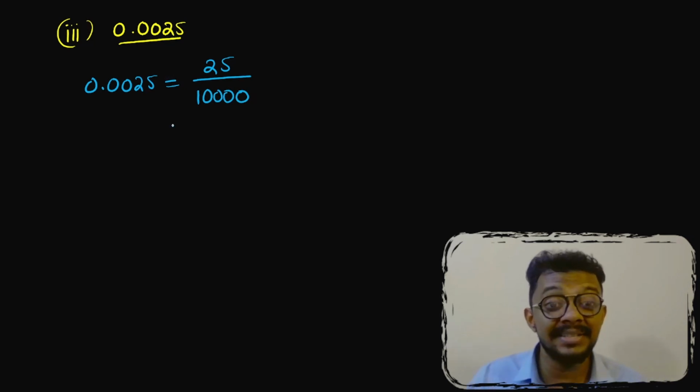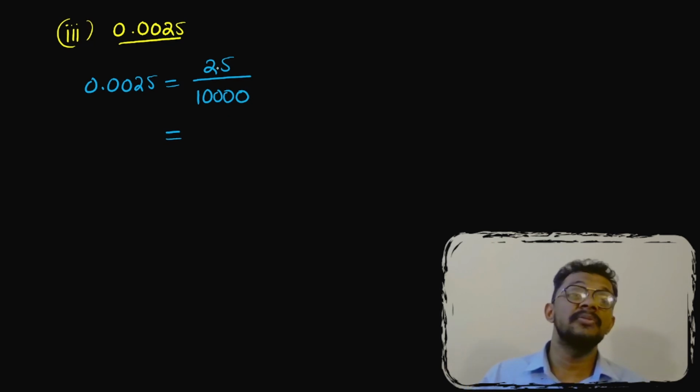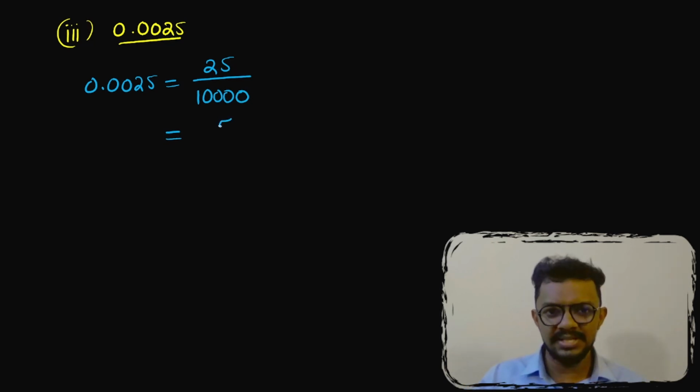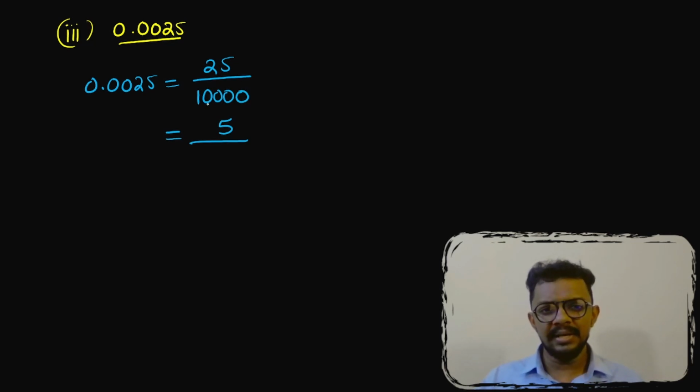Okay, 25 divided by 10,000. Both are divisible by 5. In 25, how many 5s are there? The answer is 5. In 10,000, how many 5s are there? In 10, two 5s. In each of the zeros, 0 5s. 10,000 by 5 is 2,000.